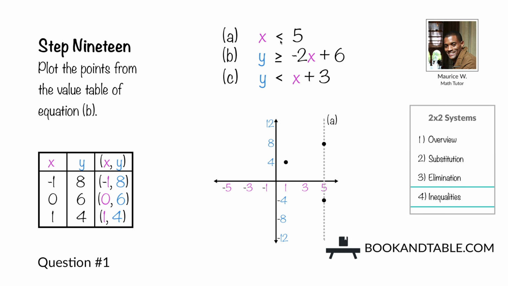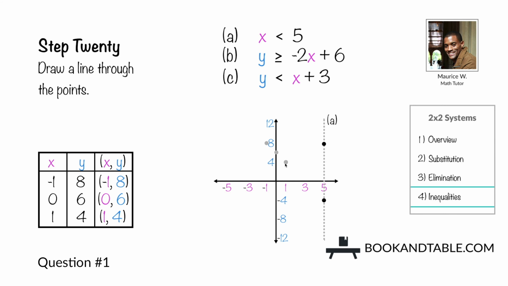And now step 19, we can plot the points from the value table of equation B. And the first point is negative 1, 8, 0, 6. And the third point is 1, 4. And now with these 3 points, we'll be able to sketch the line for inequality B. So step 20, draw a line through the points. And it's a solid line since in the inequality it's greater than or equal to.